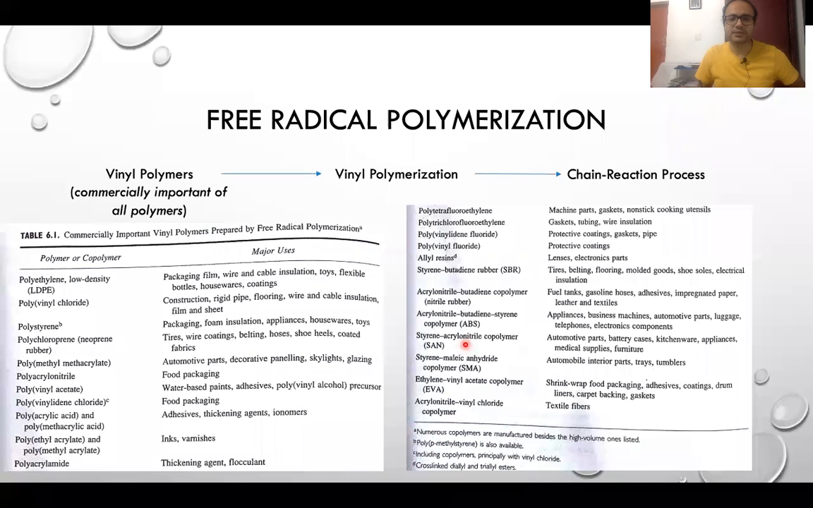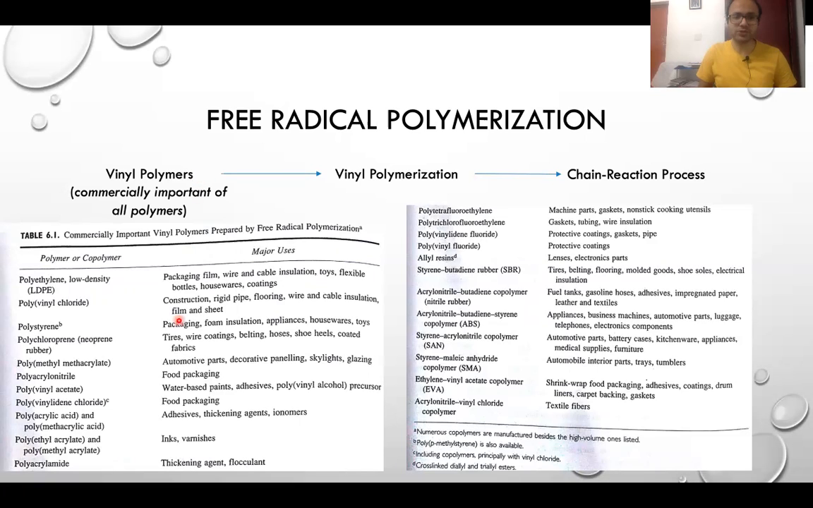Hello everyone. So let us start our discussion on individual types of chain growth polymerization. We will start with free radical polymerization. Now here we have to understand one important point: free radical polymerization is associated mostly with the vinylic polymers. Okay, that means alkene-based polymers.